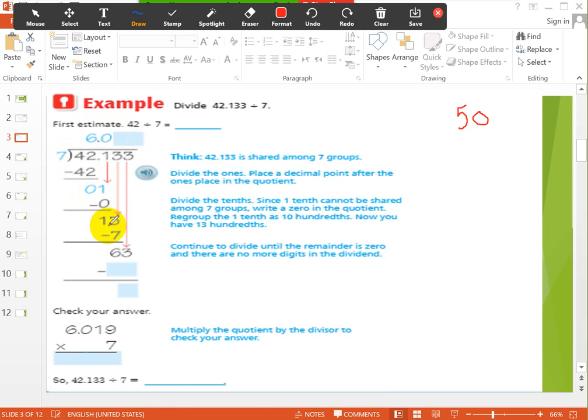Now the answer 1 minus 0 equals 1, and I will take the next digit, which is 3, so it will be 13. Now, can I divide 13 on 7? Yes, I can. I can divide 13 on 7.